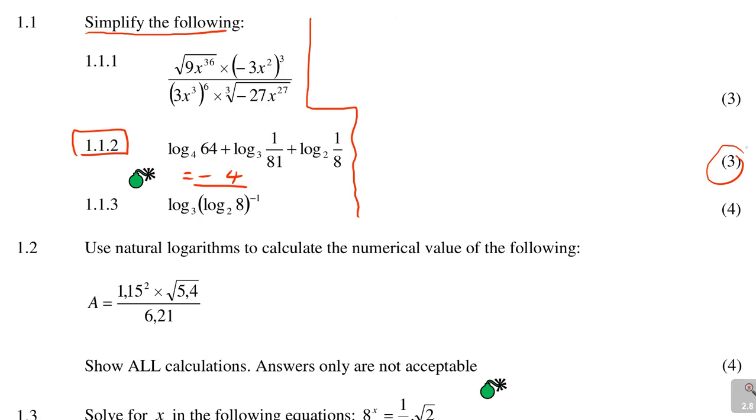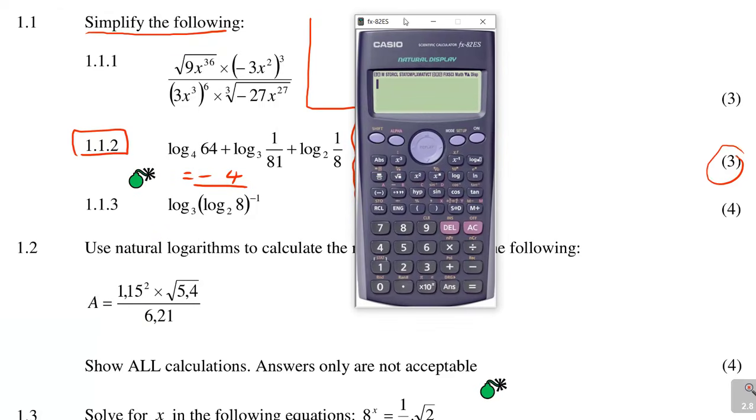What you need to do is work smart. With 3 marks, you can still use your calculator in a clever way. When you use the calculator in a clever way, let the calculator give you the answers and then work towards the answers. For example, what is log 4 of 64? You need to be asking yourself that. You can see that it is 3, and then we'll write 3 there. And then what is log base 3 of 1 over 81? You can see that it's minus 4.